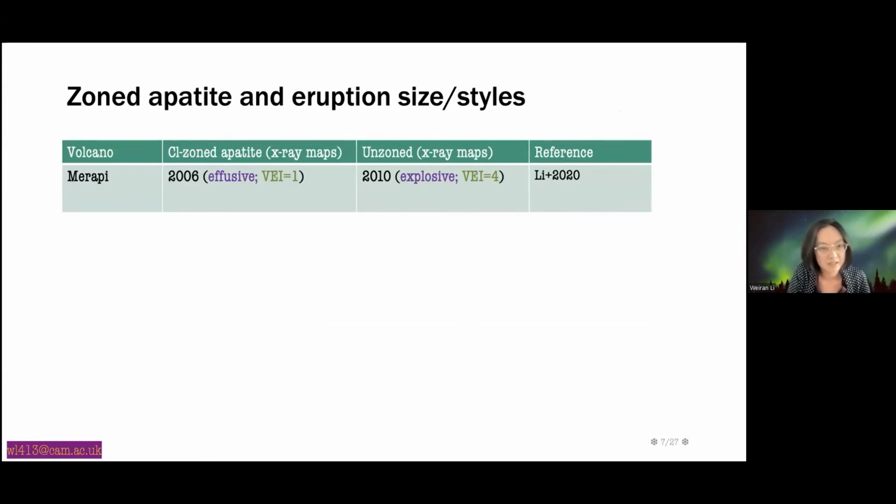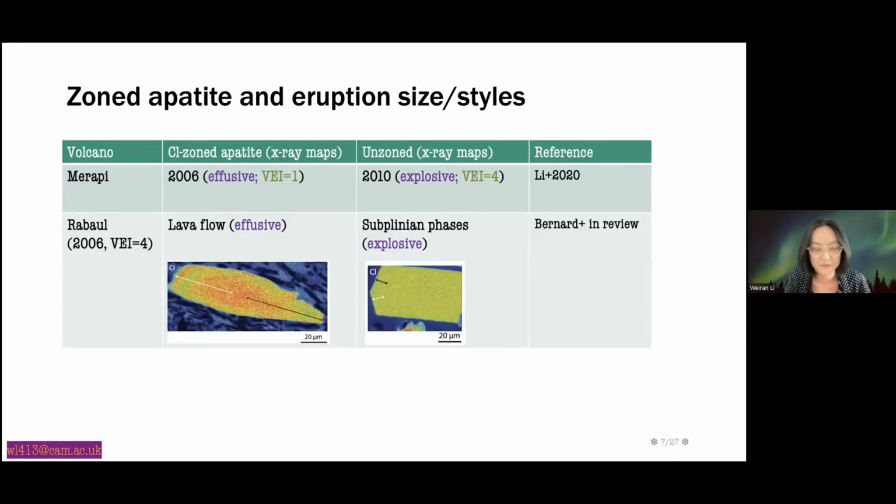And this 2006 eruption is effusive with a VEI of 1. For the 2010 eruption, which is more explosive with a VEI of 4, we didn't observe any zoned apatite from the volcanic rocks there. This phenomenon was also observed from the Rabaul volcano 2006 eruption. This eruption had three phases, including lava flow, volcanic and subplinian phases. Here I'm showing the lava flow apatites have chlorine zoning, as shown here, and the subplinian phases didn't have any zoning, as shown in this map.